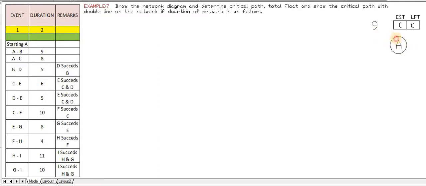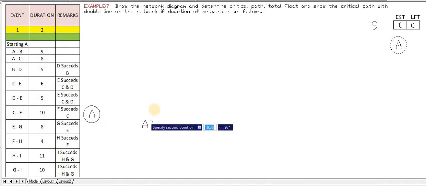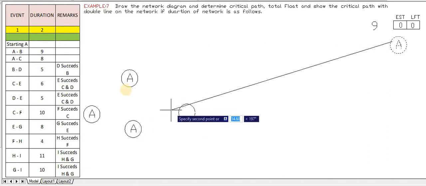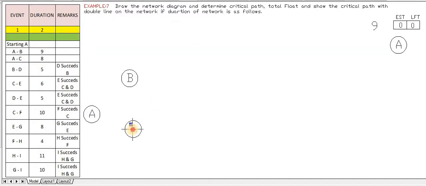So we will first copy this, and draw the starting point as A. And next it is B. Again we will copy this here as B. So we will call this point B, and we will call this one C. And we will draw the activities in this way. So we have drawn the activities.